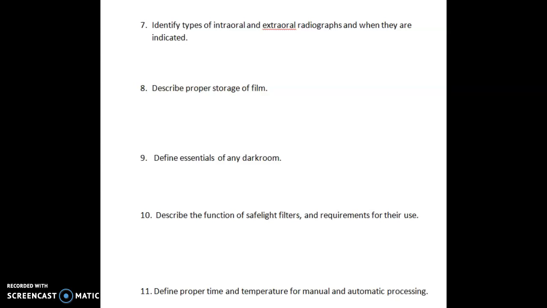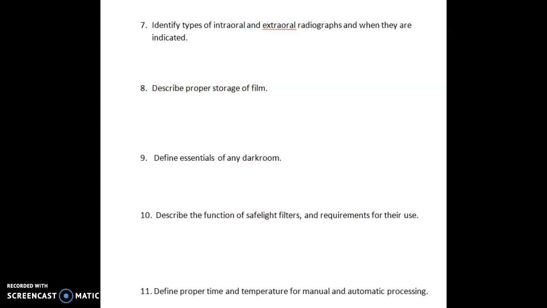Defining the essentials of a dark room, which is number 9 objective. Mainly, you have to have a normal electric light. You have to be able to turn on the light to see and get everything set up in there. You have to have a safe light, which is the filtered light that you're going to work under while you're opening your films to be processed.